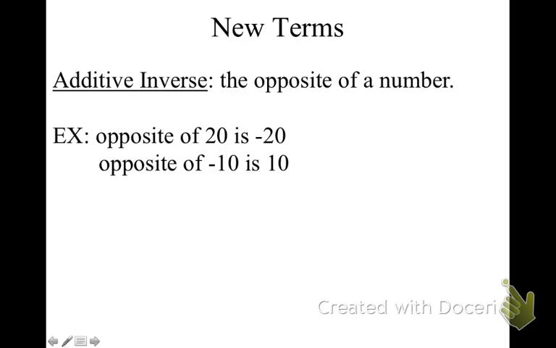Our first new term is called the additive inverse. It's the opposite of a number. So for example, if we start with 20, the additive inverse of 20 would be a negative 20. Then if we start with a negative 10, the additive inverse would be a positive 10. You're looking for the opposite. This is just our technical math term called the additive inverse.